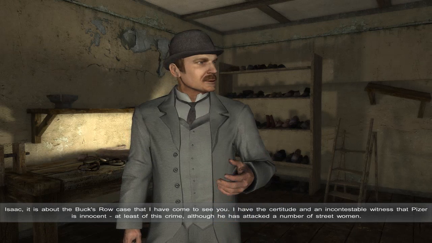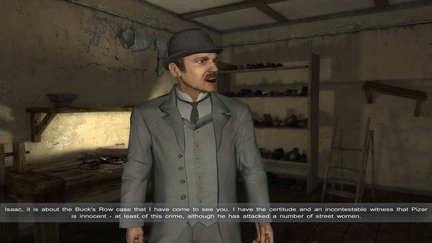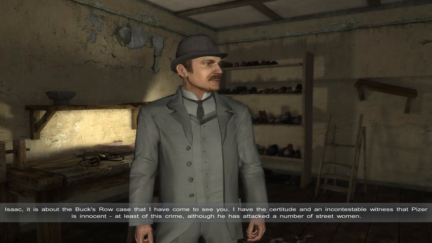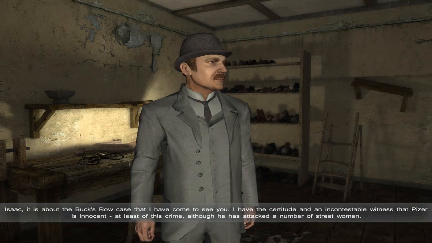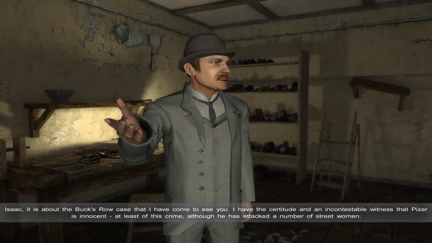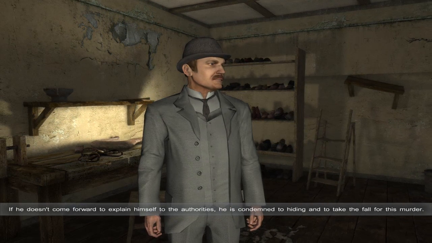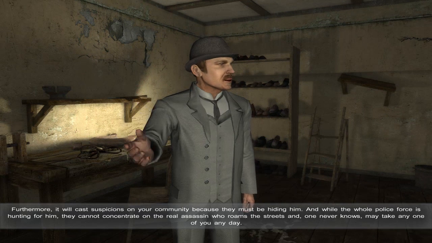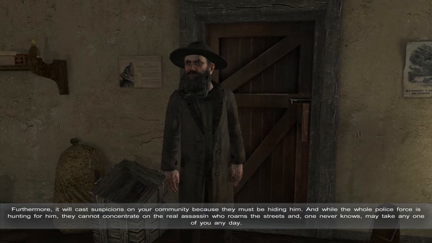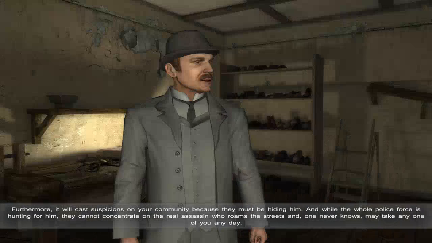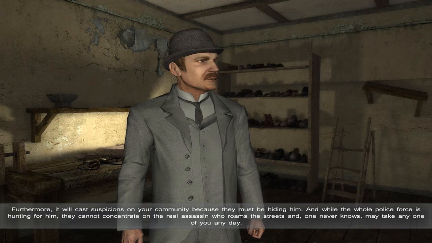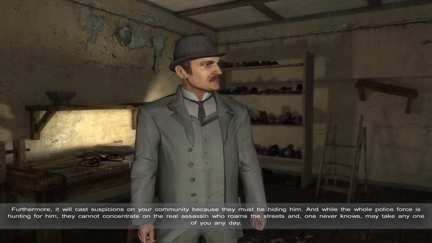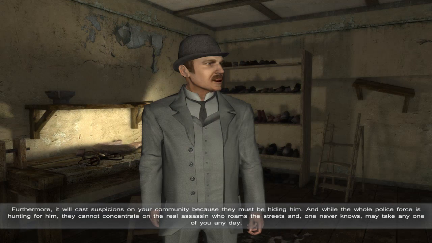Isaac, it is about the Bucks Row case that I have come to see you. I have the certitude and an incontestable witness that Pizer is innocent, at least of this crime, although he has attacked a number of street women. If he doesn't come forward to explain himself to the authorities, he is condemned to hiding and to take the fall for this murder. Furthermore, it will cast suspicions on your community because they must be hiding him. And while the whole police force is hunting for him, they cannot concentrate on the real assassin who roams the streets and, one never knows, may take any one of you any day.